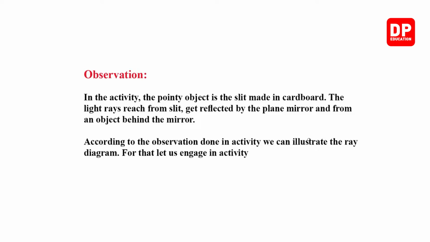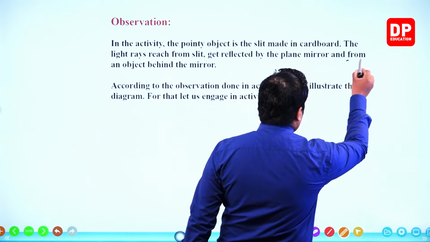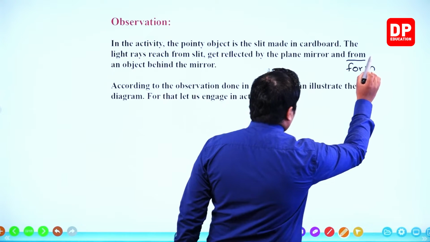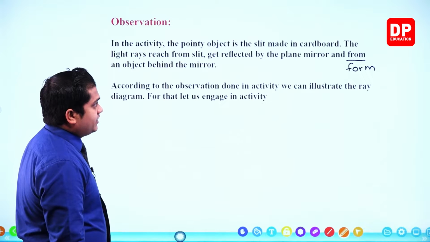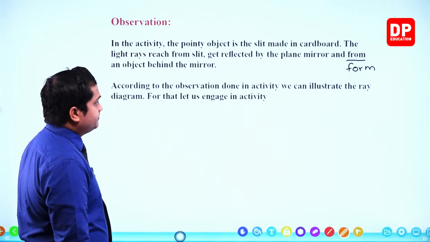The light rays reach from the slit, get reflected by the plane mirror, and form an object behind it. It should be form, right? Not from, form. So they get reflected by the plane mirror and form an object behind the mirror.